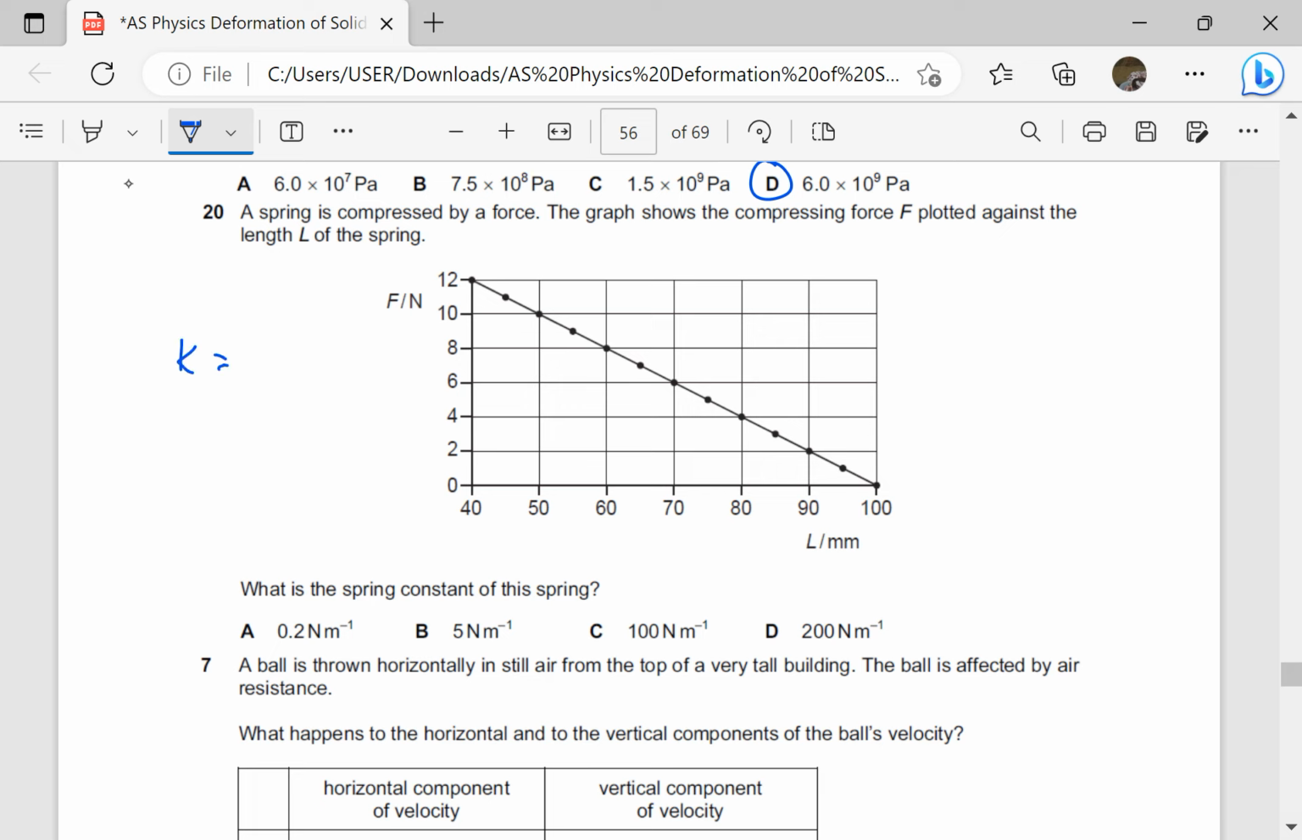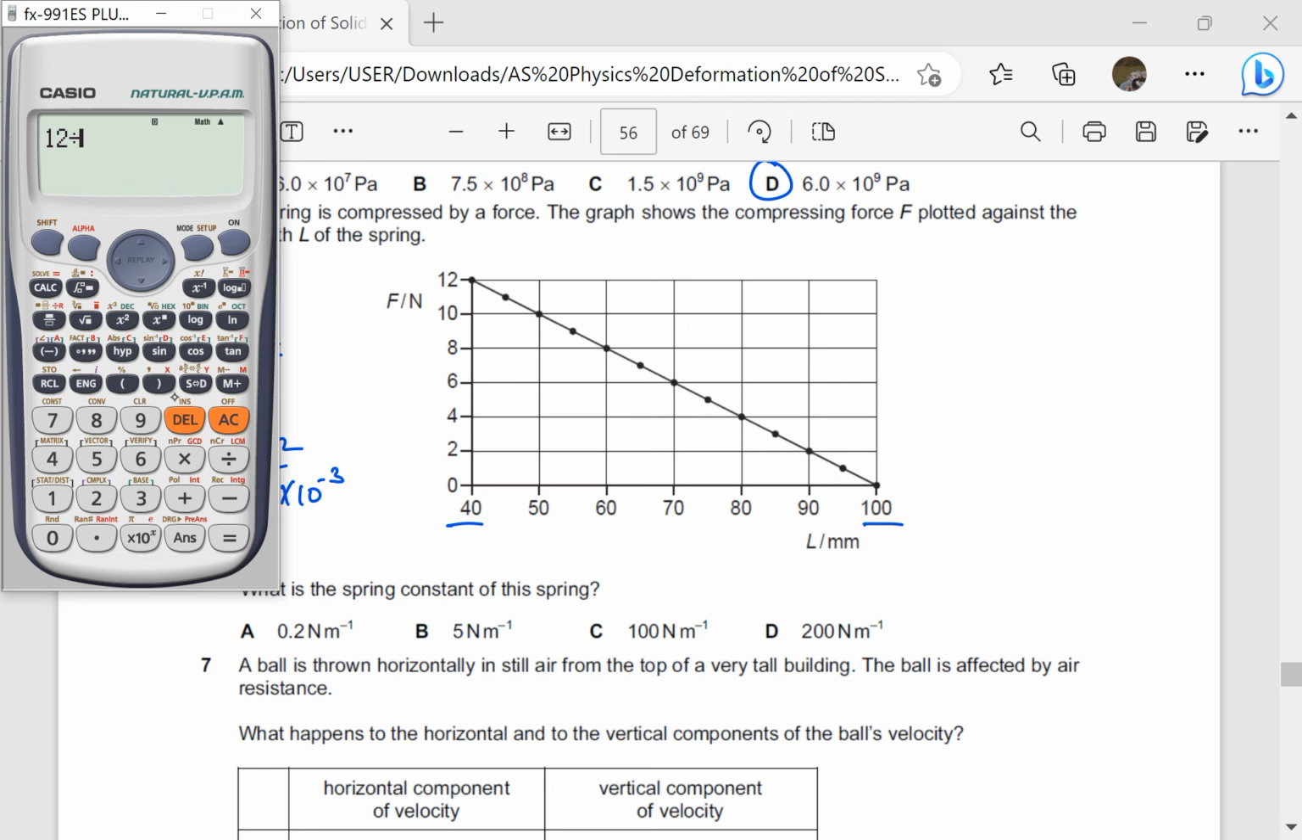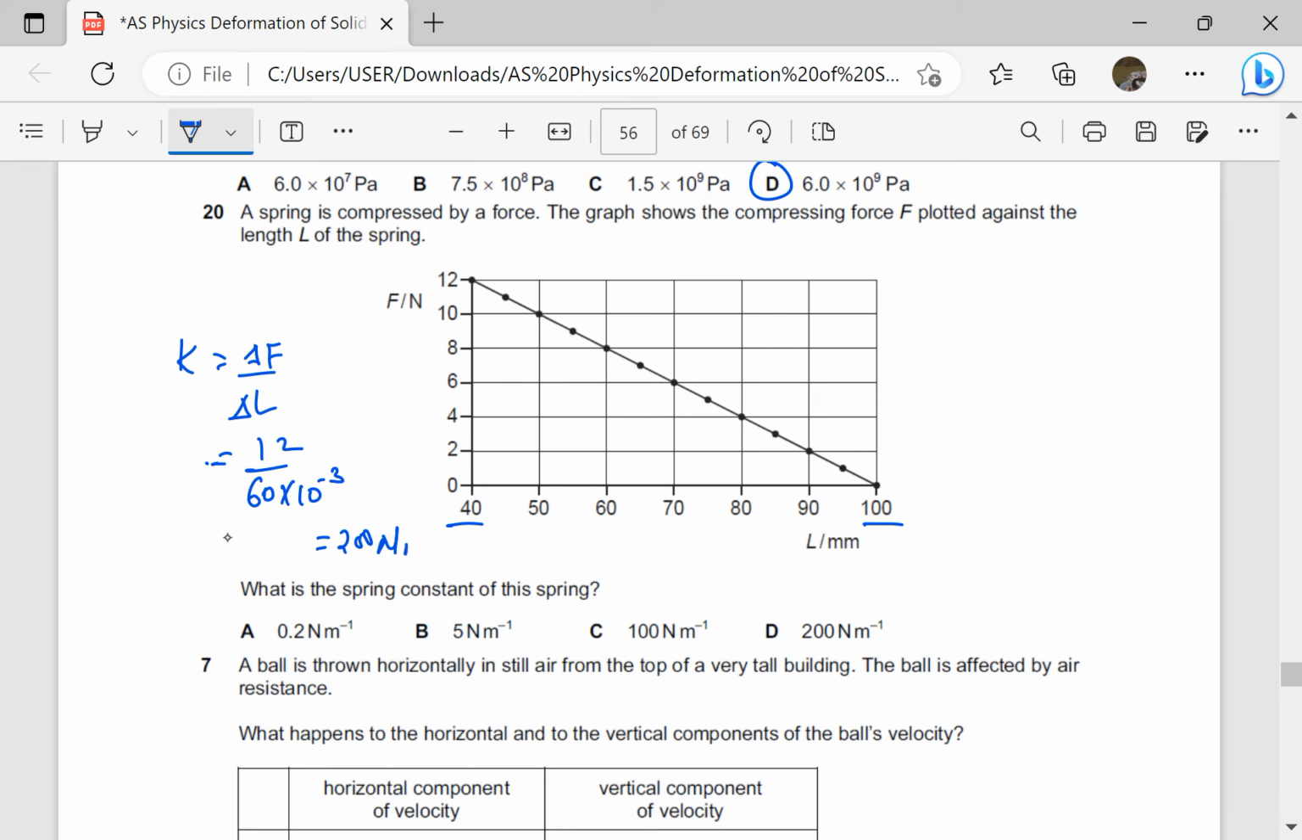To find K, we need the change in the load over the change in the length L. The change in the load is 12. The length is from 40 to 100, that is 60 millimeters, so 60 times 10 power negative 3. So 12 divided by 60 times 10 power negative 3 is giving us 200. So the spring constant here is 200 newtons per meter. So the answer is going to be D.